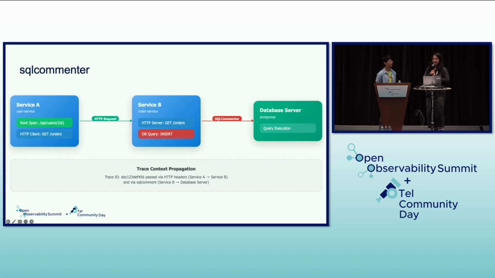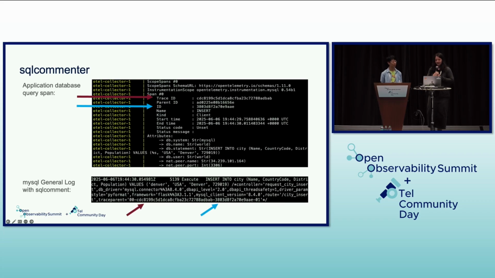These implementations let us bridge that gap between the client application and the actual server query. So this is the same diagram that Lin showed before, but this time we don't end with a question mark. The same trace ID generated for the root span at service A goes by HTTP context propagation to service B, and service B uses the same trace ID in the SQL comment that is included in the statement for the database server. Let's look at what a comment actually looks like.